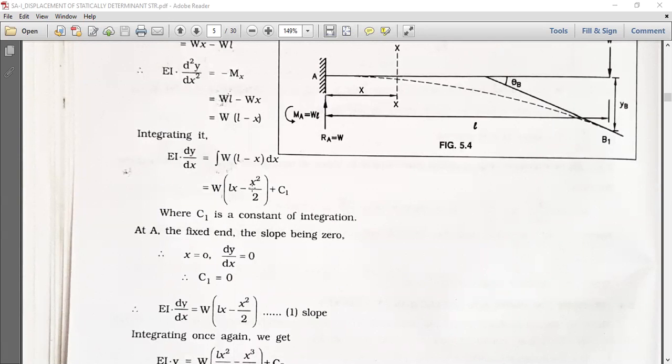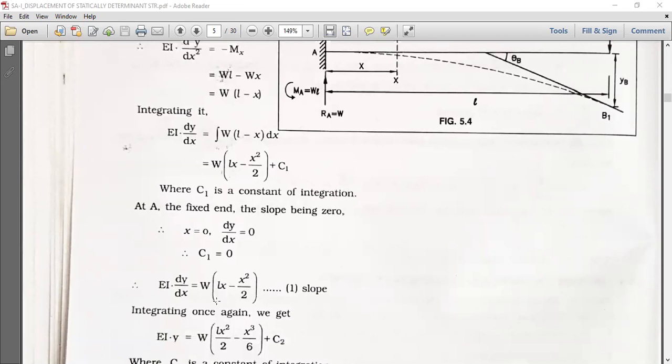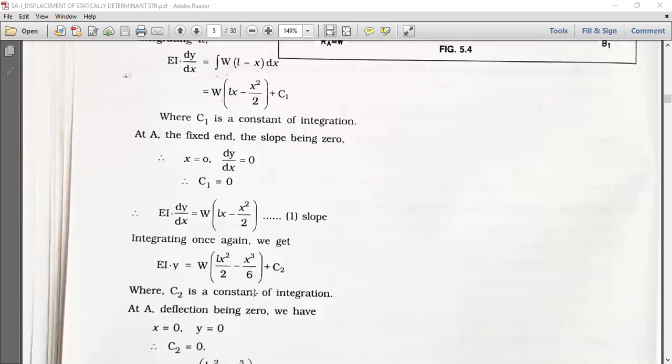EI dy/dx is equal to W(Lx minus x²/2) plus C1, where C1 is the integration constant. At A, the fixed end, the slope is 0. So at x equal to 0, dy/dx is equal to 0, so C1 is equal to 0. Now EI dy/dx is equal to W(Lx minus x²/2). Equation 1 is the slope.